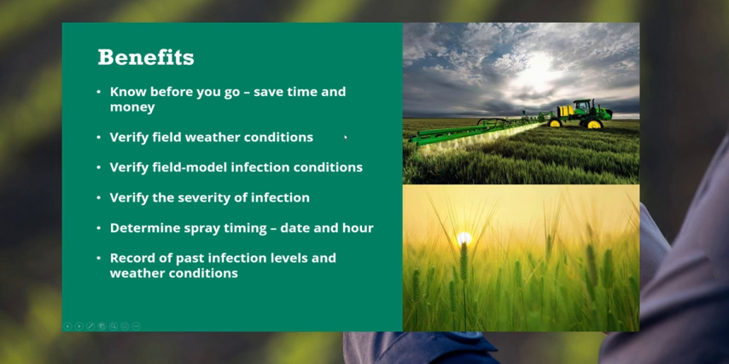You have verified weather conditions in that field from your devices. You have verified model infection conditions in the field. You can look at verified severity levels and sporulation events in the field. You can determine your spray timing based off of the model, the date and hour, as well as use the system for looking at optimal conditions for spraying. Is it a good time to spray based on the environmental conditions? And it gives you a past record of what went on in your field in terms of the infection levels and weather conditions.